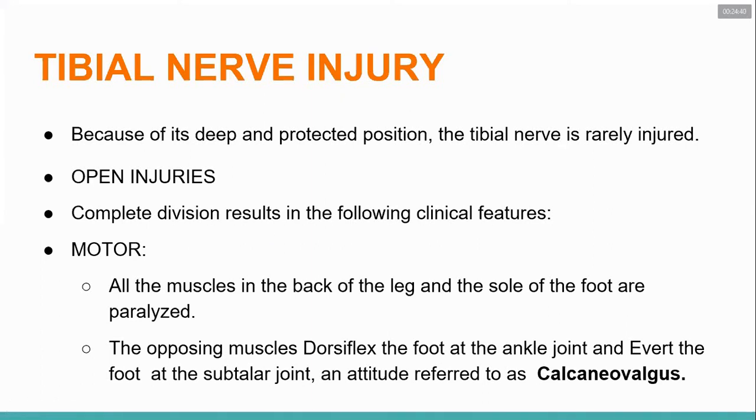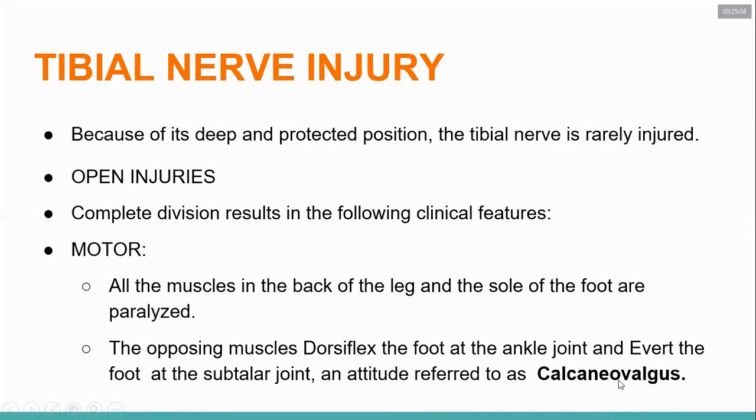So now, the tibial nerves, what are they? They are plantar flexors of the foot and inverters of the foot. So plantar flexors and inverters are paralyzed. As a result, the opposing muscles, what are the opposing muscles? Dorsiflexors and evertors of the foot. These two muscles will pull the foot into calcaneovalgus deformity.